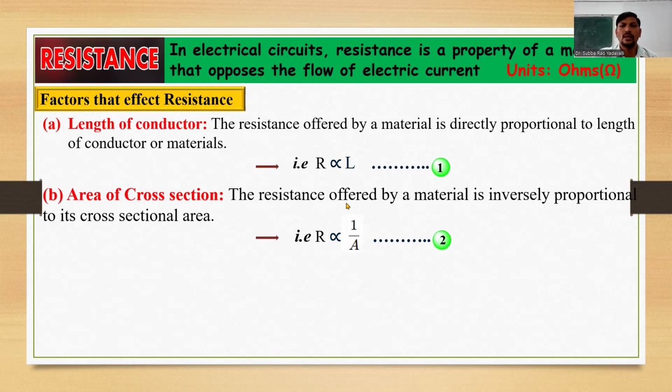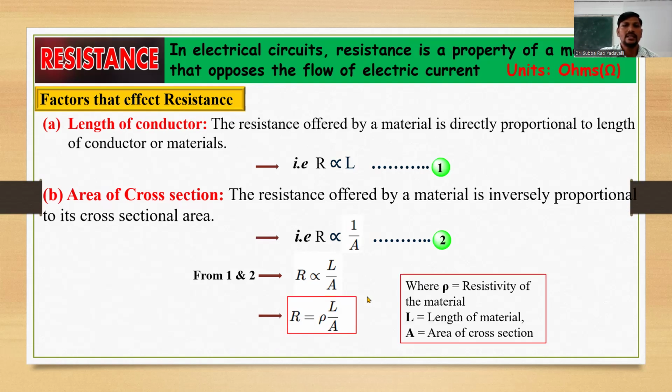From equations 1 and 2, R is directly proportional to L by A. Here we remove the proportionality and introduce a constant. So R equals rho into L by A. Here rho is the proportionality constant, which we call the resistivity. R is the resistance of the material, rho is the resistivity, L is the length of the material, and A is the area of cross section.